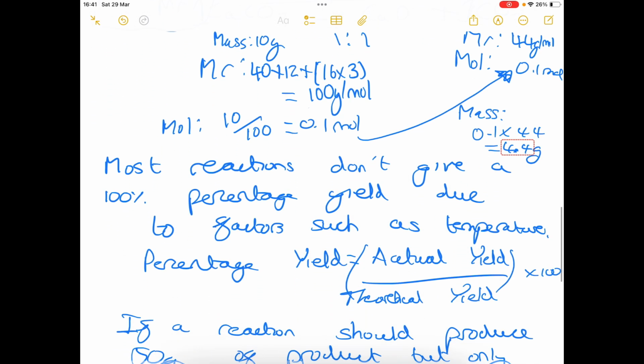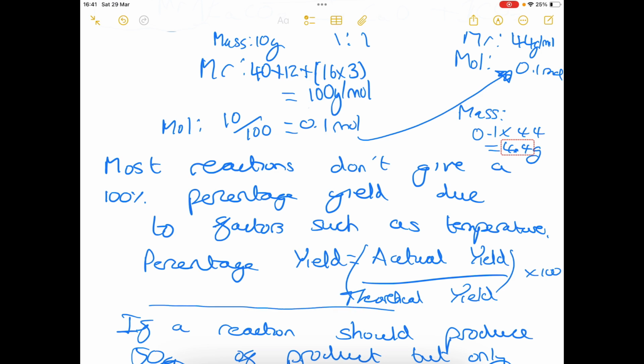Moving on from there, we're going to be looking at percentage yield, which is just a measurement of how much of your product you actually create compared to what's expected. And there can be numerous reasons for this, such as the temperature of your reaction vessel. So if it's not at the sufficient temperature, the reaction may not complete, which means you don't get the desired amount of product created.